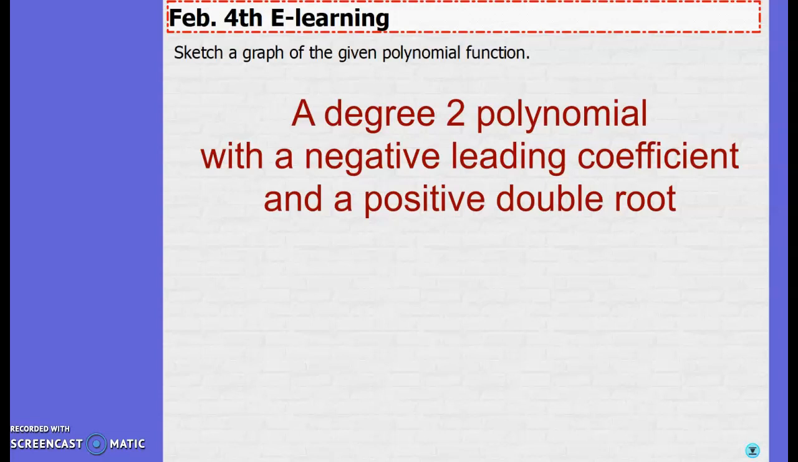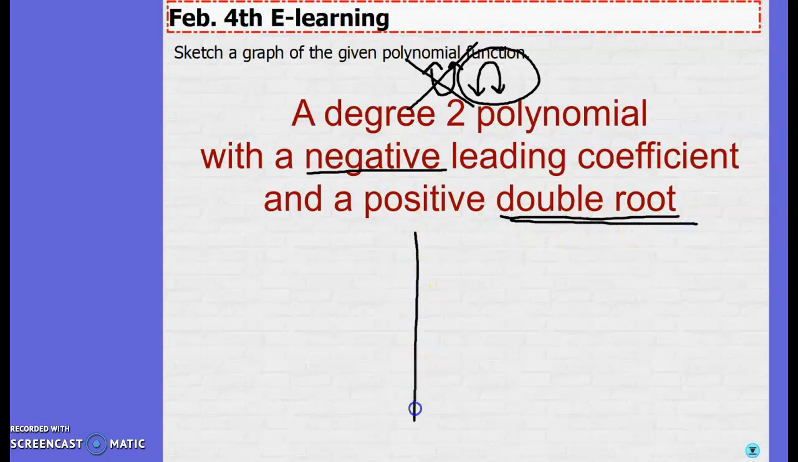But as soon as I see degree 2, I'm immediately thinking of a parabola. So it's either this shape or this shape. I keep reading and it says it's a negative leading coefficient. So now I know it's a parabola that opens down and it has a double root. Now that was something we talked about in class on Wednesday. Those double roots are going to look different.